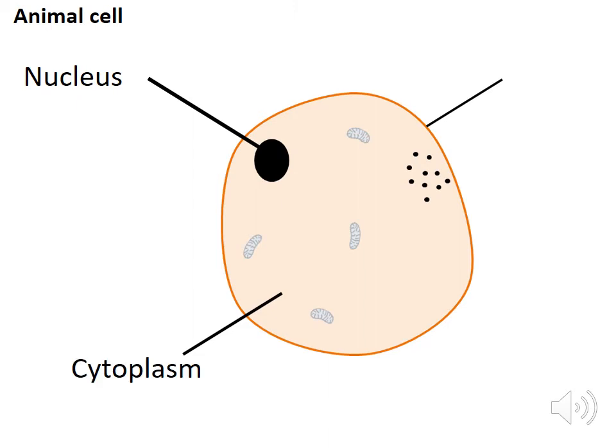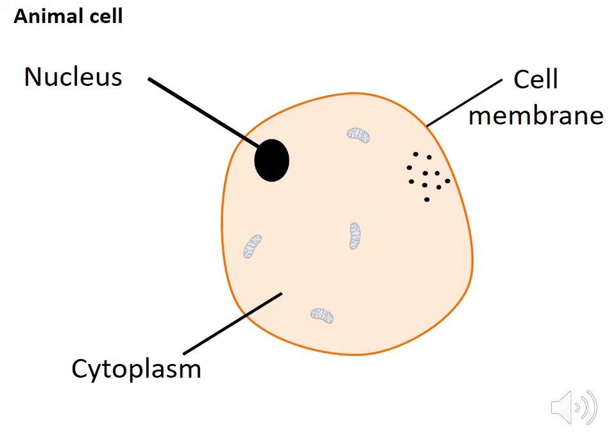You've then got the cytoplasm, which is a jelly-like substance which is found within the cell. Okay, and all the other structures float within it. And then surrounding the cell, you have got the cell membrane, which controls what can go into and out of the cell.